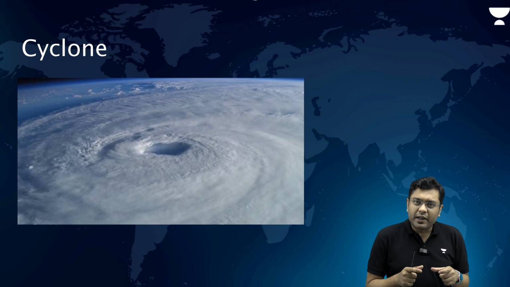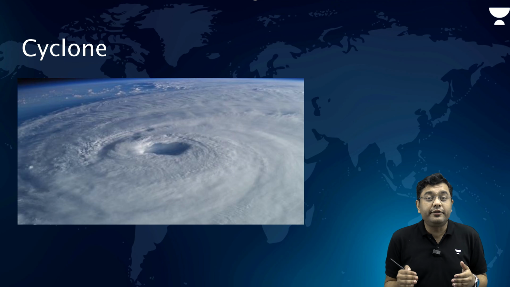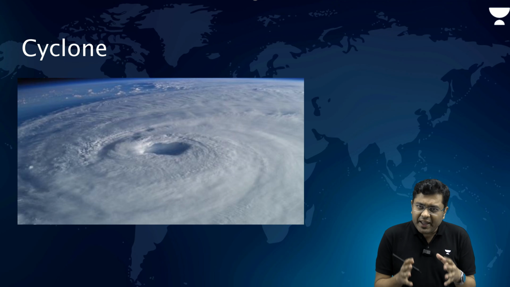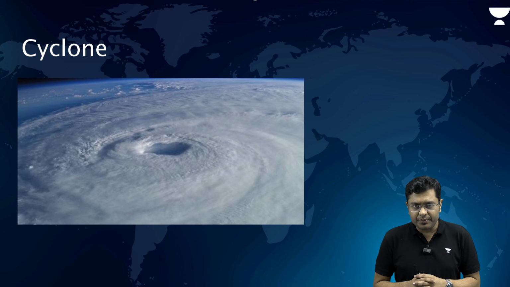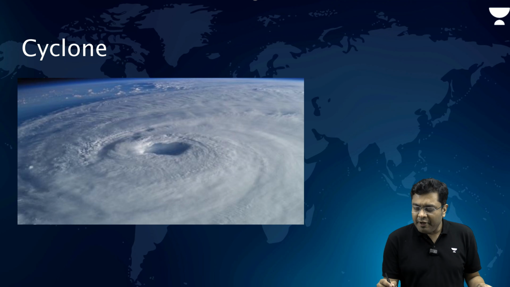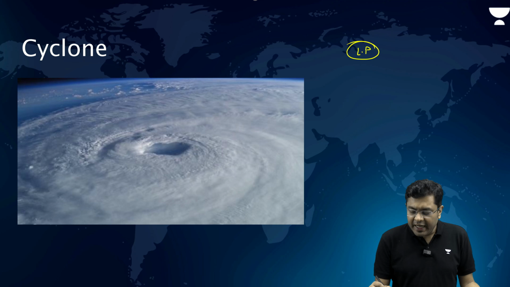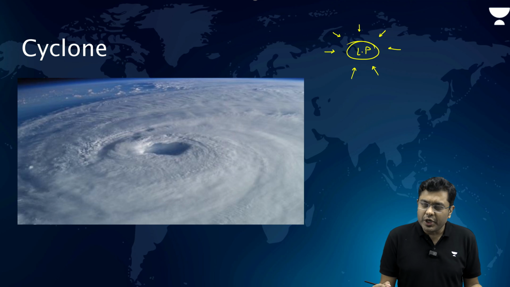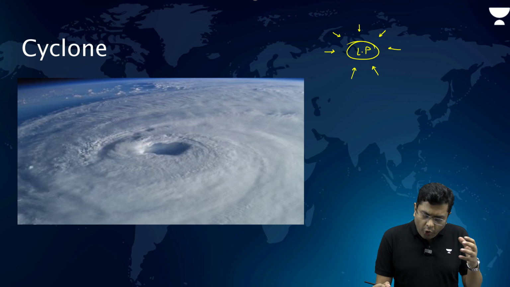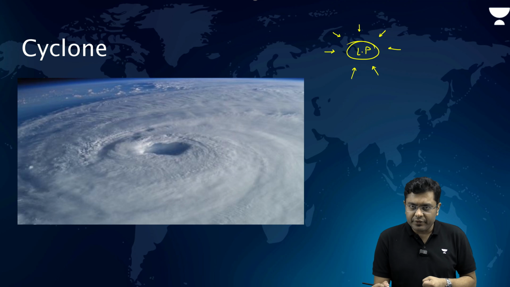Now, these cyclones are nothing but intense low pressure systems, very, very intense low pressure systems. When you have that low pressure system in a particular area, it will attract winds from all different directions. Why? Because of the basic fundamental that winds always blow from a high pressure to a low pressure. So low pressure becomes the attractor of the winds.